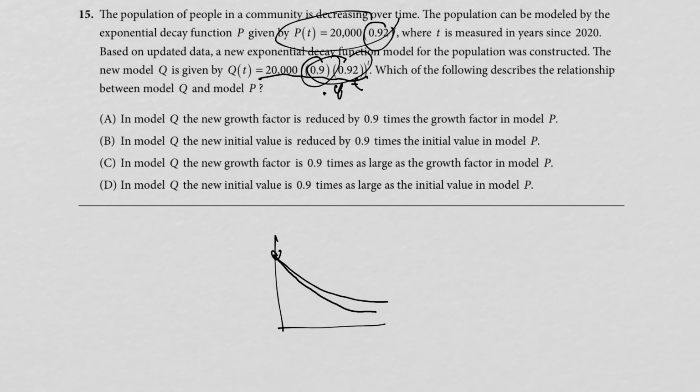So I would say in the new model, the initial value is still the same, because if you put 0 in, you still get 20,000. The growth factor is reduced. Yeah, it's the growth factor. It's smaller because 0.8 is smaller than 0.9. I'm going to say A.